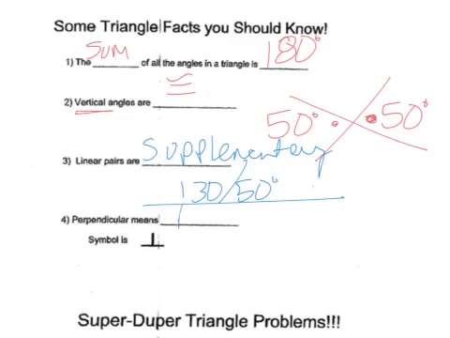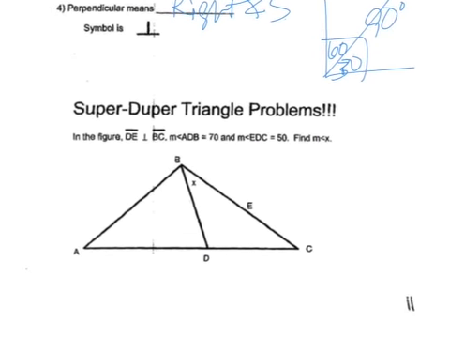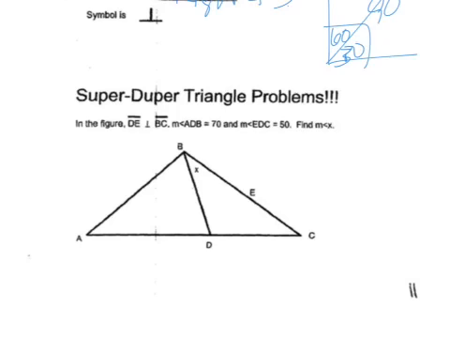Perpendicular means it makes right angles. And if I had two angles that were perpendicular, this would be 30 and this would be 60. So it adds up to 90 degrees in total. And then the last thing that's on here are some super duper triangle problems. So it says in the figure DE is perpendicular to BC. DE is perpendicular to BC.